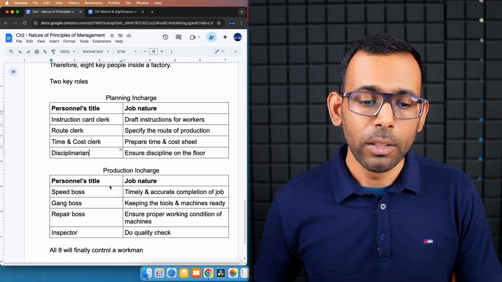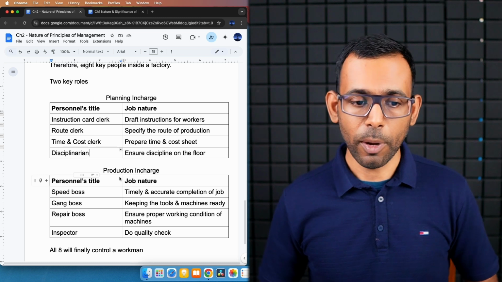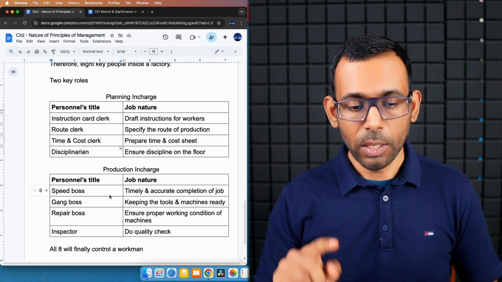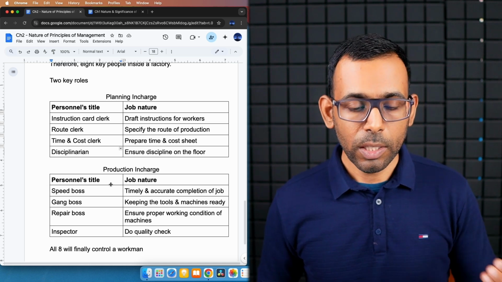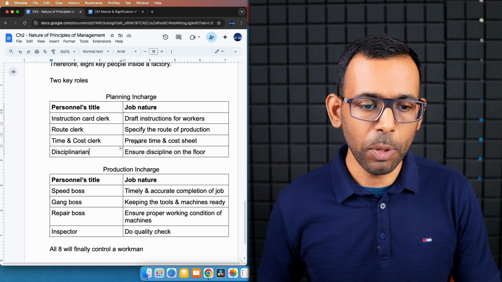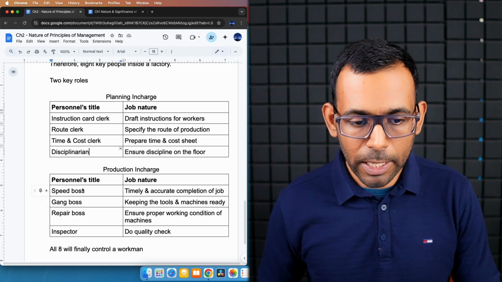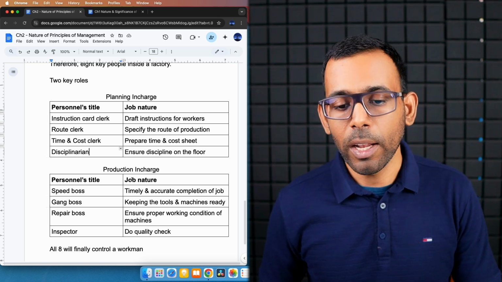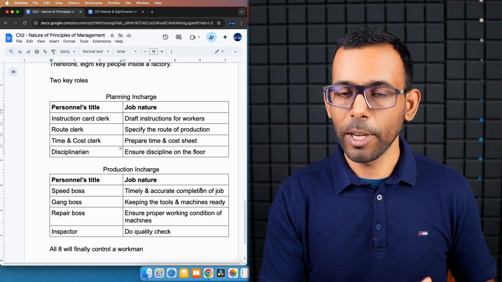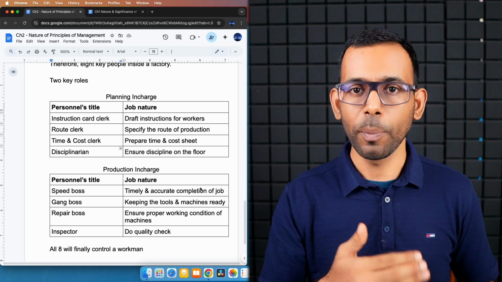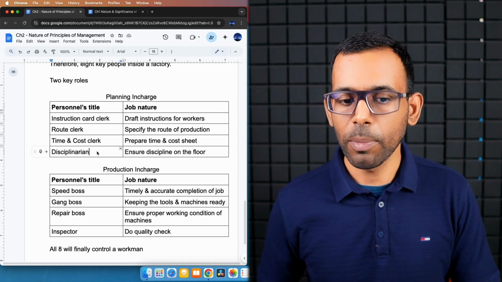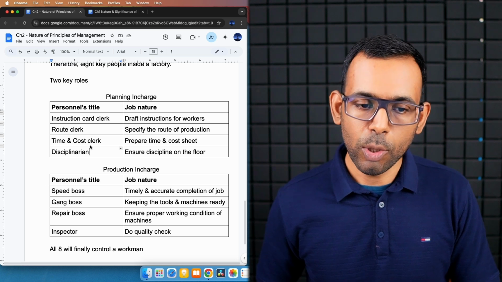Now we will see the 4 people under production department. So the first person here is speed boss. The speed boss is the supervisor who will work similar to the time and cost clerk and disciplinarian because he is also responsible for timely and accurate completion of the job. So the job has to be done quickly as well as completed within the time. So now you can see the similarity between the roles of disciplinarian and speed boss, also the role of time and cost clerk.